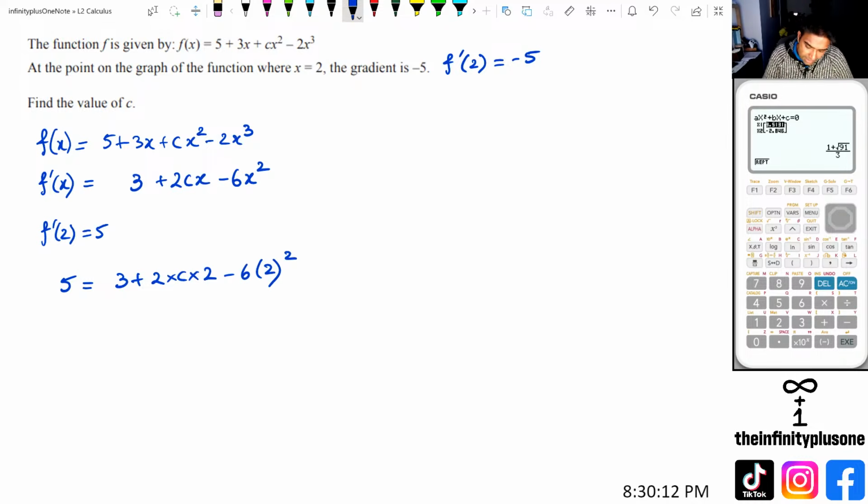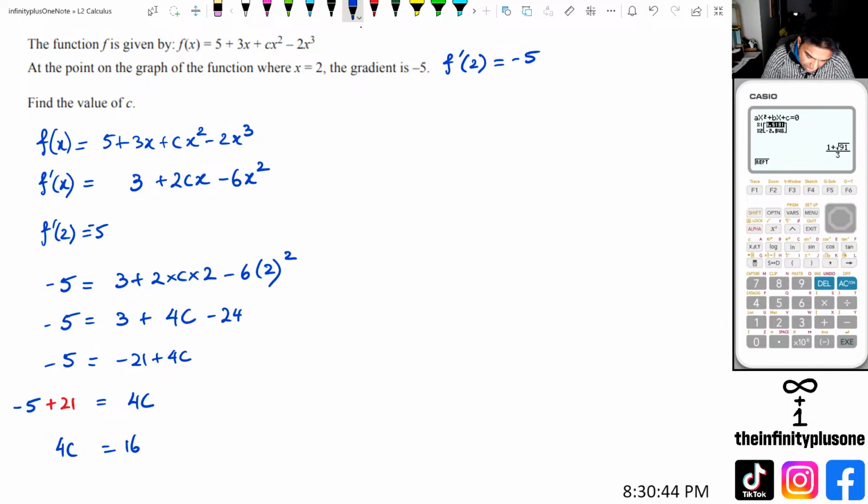Cool. So the next thing is I'm just going to expand this. I've got 3 plus 4c minus 6 times 4 is 24. I've got 5 equals negative 21 plus 4c. Oh, sorry, did I put negative 5? My bad. Lots of little mistakes. So I've got negative 5 plus 21 equals 4c. So 4c equals 16 and c is equal to 4. Now, this question I thought was actually an achieved question, but in reality it was a merit question.